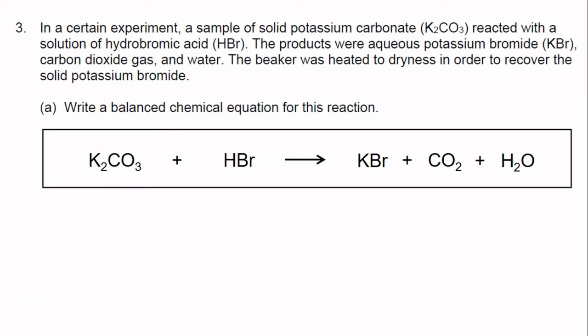Let's go ahead and put a 2 in front of the KBr, the potassium bromide. So now we have 2 potassium atoms on both sides. And to balance the bromine atoms, let's put a 2 in front of the HBr, the hydrobromic acid. Everything else is balanced. And let's move on to part B of this question.